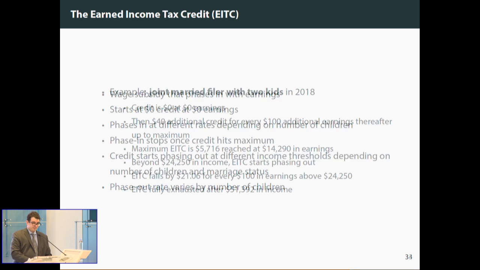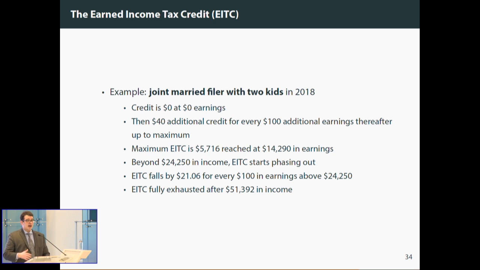So for example, if you look back at 2018, a joint married filer with 2 kids gets no credit at no earnings, and then they get $40 additional credit for every $100 in additional earnings they make thereafter, up to the $5,716 maximum EITC. They reach that when they get to $14,290 in earnings. And then they maintain that credit. That credit is flat until the family reaches $24,250 in earnings, and then the EITC starts phasing out.